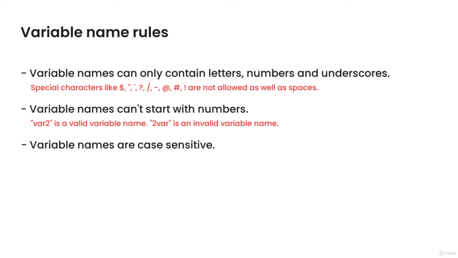Variable names are case sensitive. Like I said in the previous lesson, Python is a case-sensitive language. So if we create a variable called age, and we try to call it by age with a capital A, Python is not going to find it, and it will result in an error.